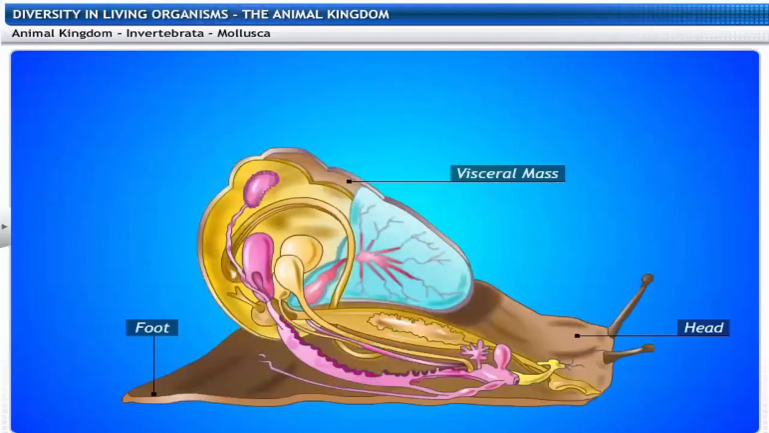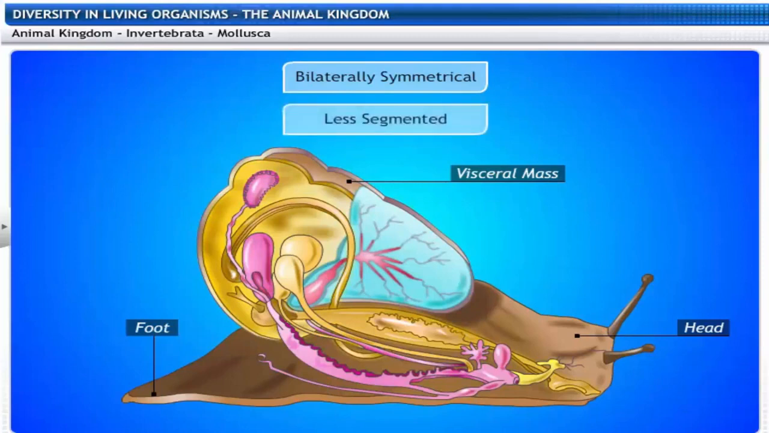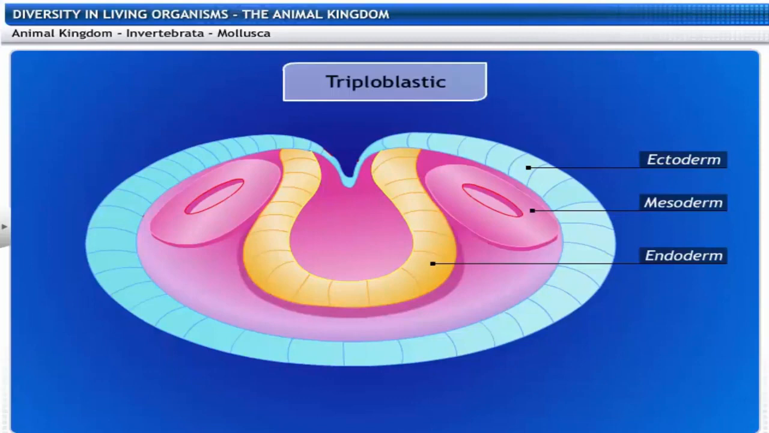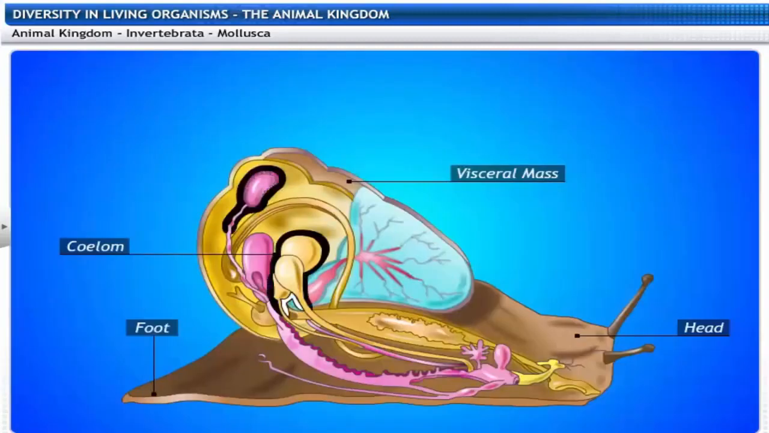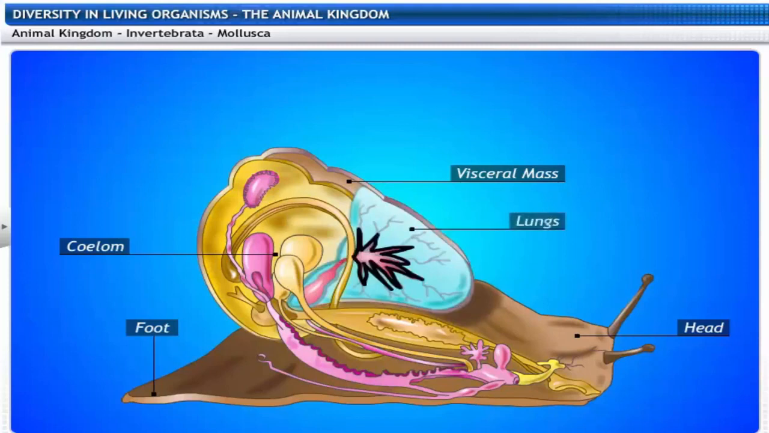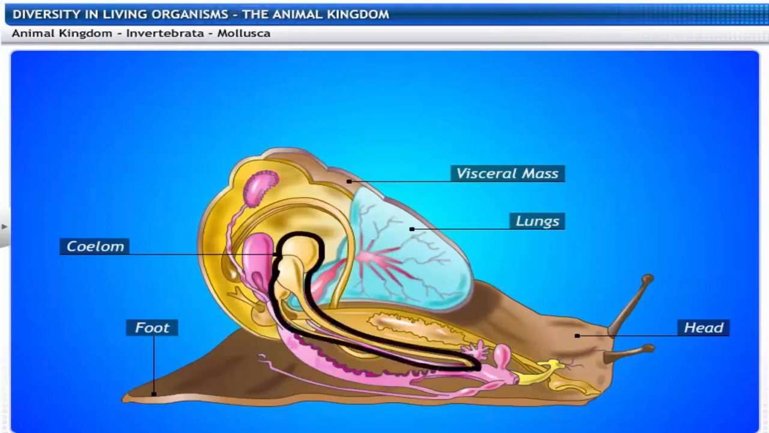Their bodies are bilaterally symmetrical and less segmented. Mollusks are triploblastic animals with a reduced coelomic cavity. Water mollusks breathe through gills, while land mollusks have lungs, and their circulatory systems are open. Excretion in the Mollusca phylum is carried out by kidney-like organs.